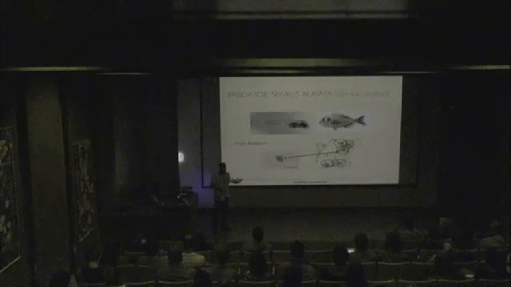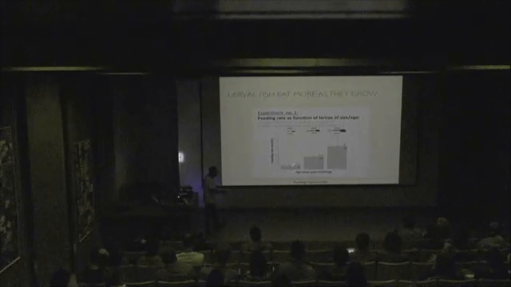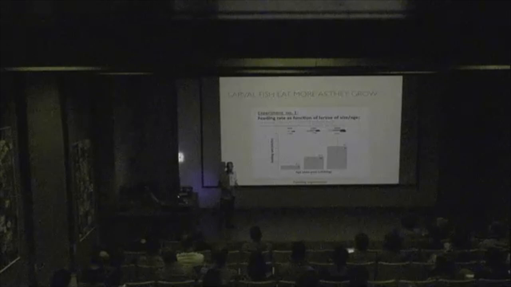So these were the results. Small larvae ate very little. Large larvae ate a lot. And intermediate larvae, you know, had an intermediate feeding rate. And so, yeah, I think I'll take questions now.